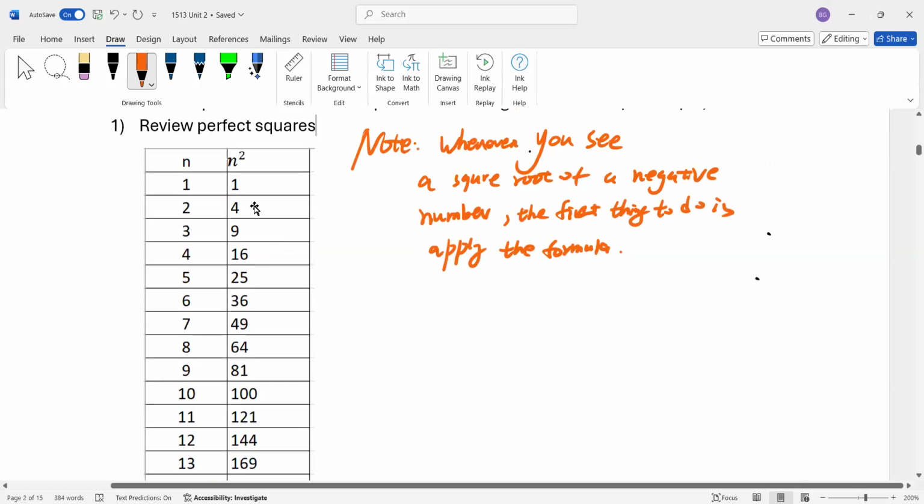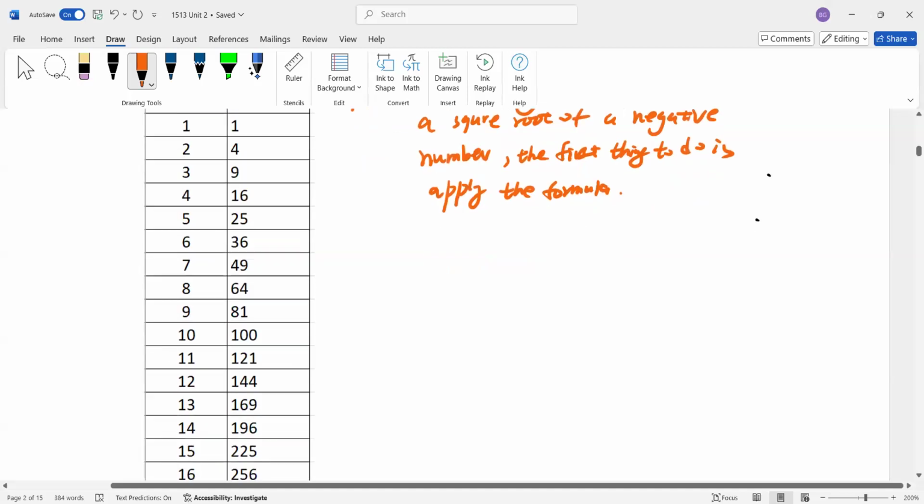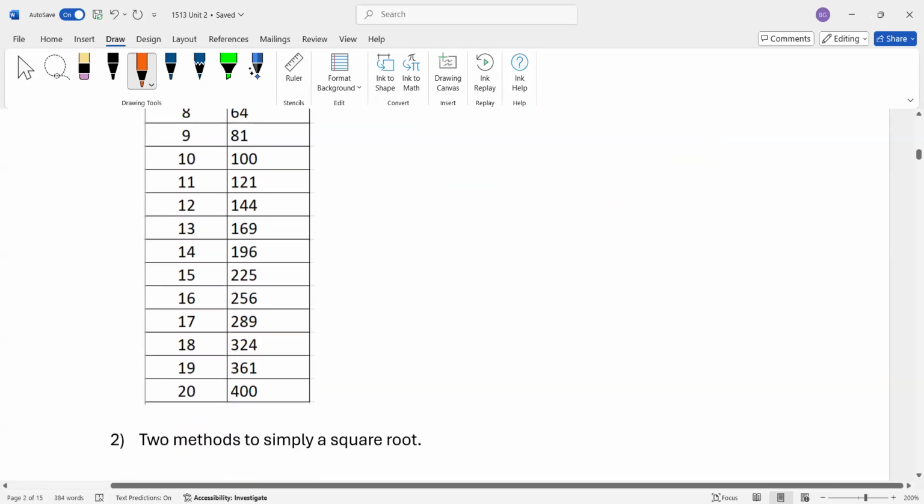Okay, when you see 1, you should know 1 is the square of 1. When you see 4, you need to know 4 is 2 squared. 9 is 3 squared, 16 is 4 squared, 25 is 5 squared, 36 is 6 squared, 49 is 7 squared, 64 is 8 squared, 9 squared is 81, 10 squared is 100. I believe that you know those.